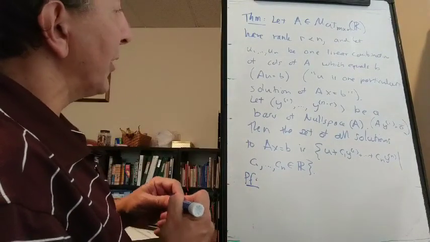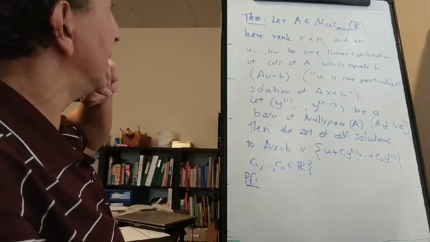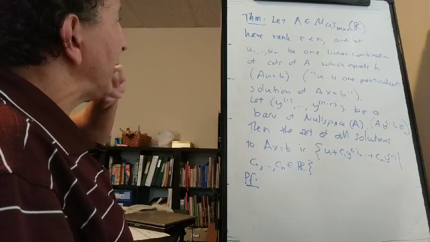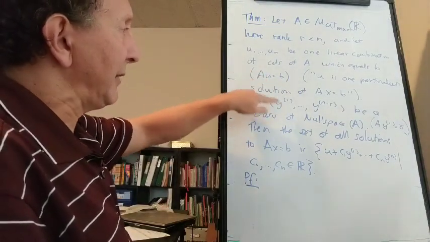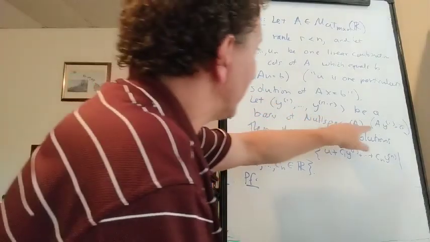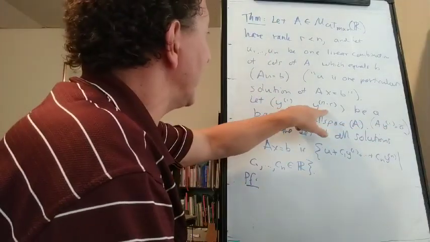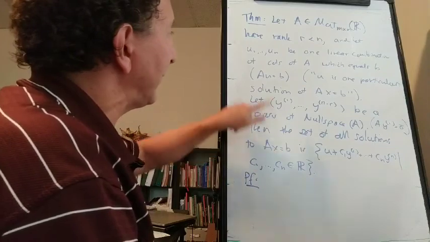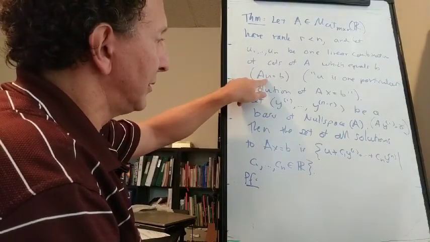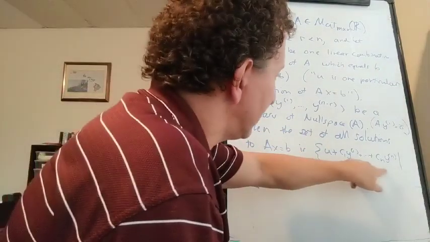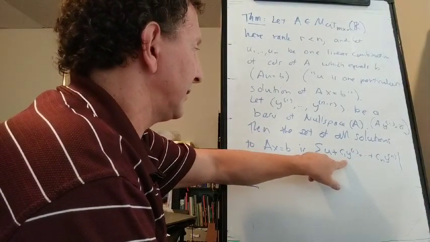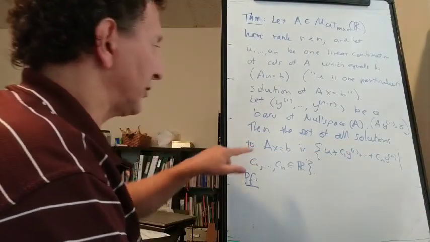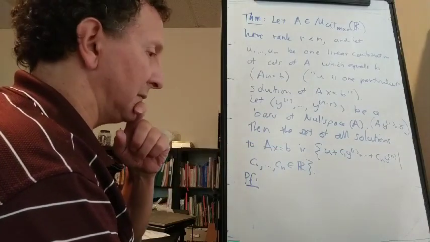All right, so again, to summarize, this is a lot of words here. If we have one solution to AX equals B, say U, and we have a basis of solutions to AX equals 0, say y1 through y n minus r, then we can take that one particular solution plus any linear combination of the basis elements of the null space, and that gives us all possible solutions of AX equals B.